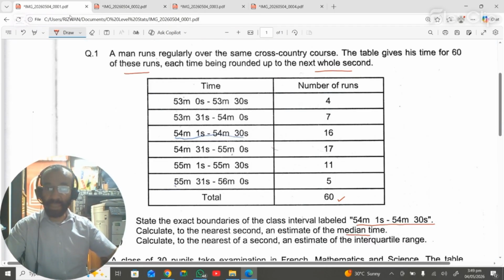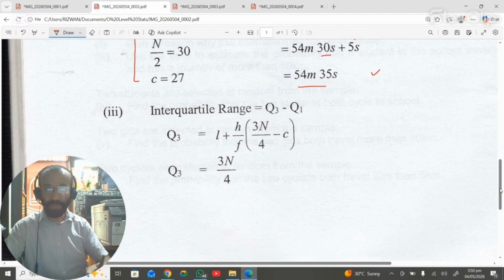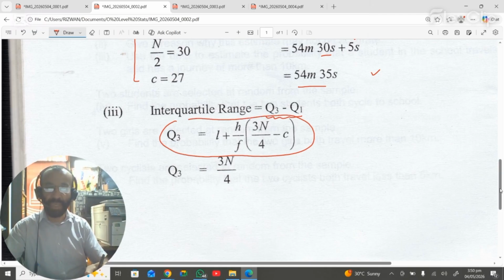Okay, the next requirement in the question is to calculate to the nearest second the estimate of the interquartile range. Be attentive now. The formula for the interquartile range is Q3 minus Q1, where Q3's formula is this one: L plus H over F into 3n by 4 minus C. All the abbreviations we have discussed. So L is the lower class boundary, H is the height, F is the frequency, N is the total number of the terms, and C is the previous cumulative frequency.